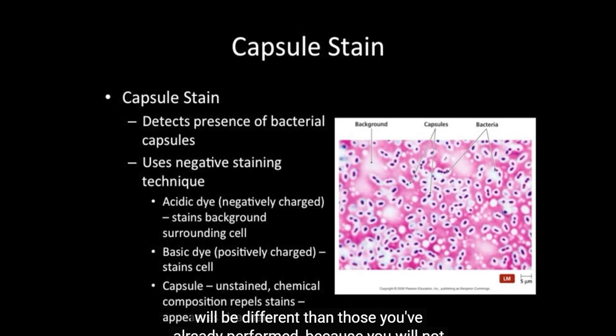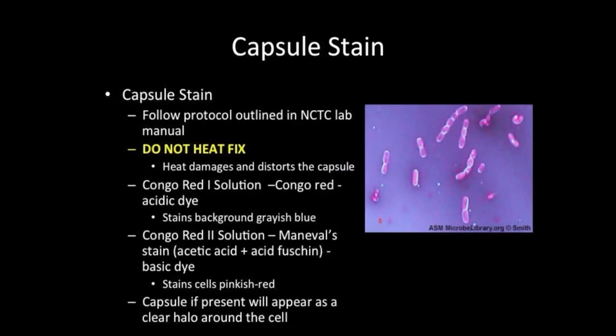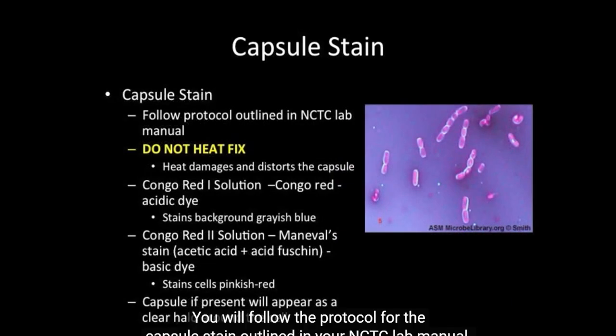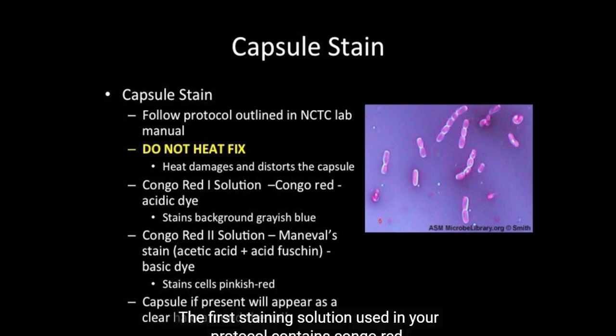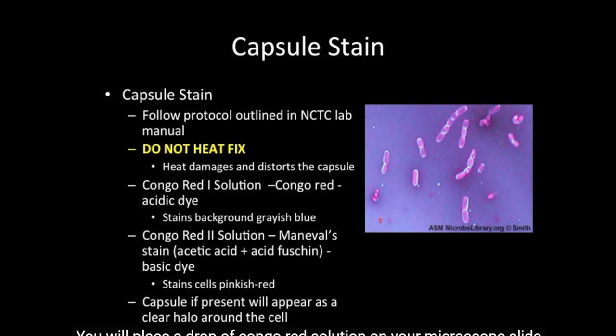You will follow the protocol for the capsule stain outlined in your NCTC lab manual. Please remember you will not heat fix your sample. The first staining solution used in your protocol contains Congo Red. Congo Red is a pH indicator that is red above pH 5.2 and blue at pH 3 and below. It acts as an acidic dye and is repelled by the bacterial cells, causing the background to be stained. You will place a drop of Congo Red solution on your microscope slide and then transfer your bacterial sample to the drop of Congo Red.